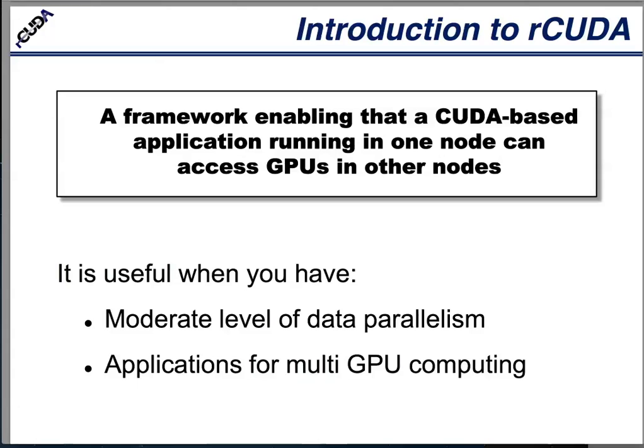Then, what is rCUDA? rCUDA is a middleware, a framework that enables a CUDA-based application running in one node to access GPUs in other nodes. We consider this framework useful when we have a moderate level of data parallelism or applications for multi-GPU computing.